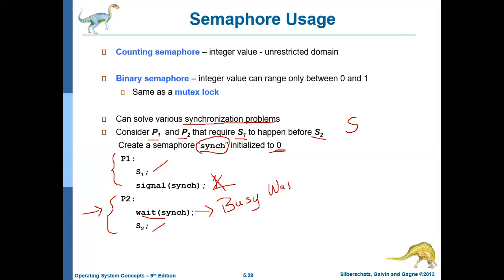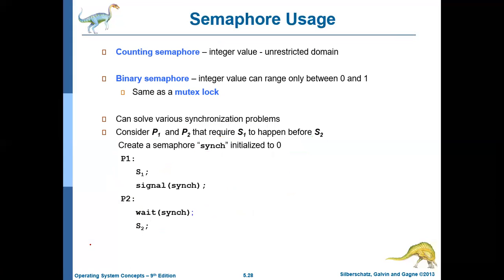Okay. So maybe after some time P1 will get access and P1 will execute S1 and then it will call signal. When it calls signal, the sync will become 1. Sync will be incremented to 1. The moment sync is incremented to 1, P2 will come out of busy wait and then it will execute S2. Okay. So like this, a semaphore can also be used to solve other synchronization problems. So this is about semaphores.